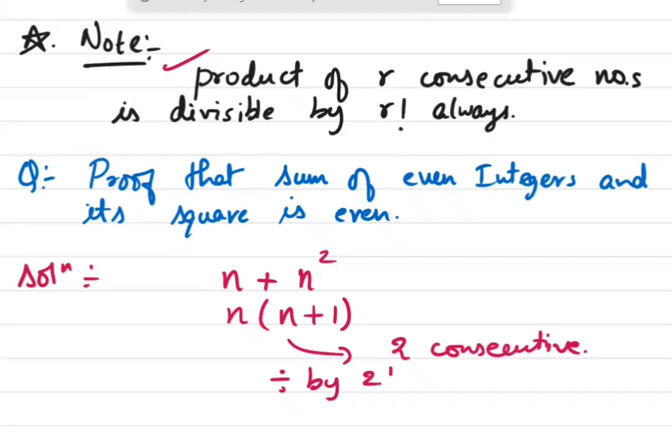And if it is divisible by 2 factorial, that means it is divisible by 2. And this implies it is even. Hence proof. Right? You can check this.